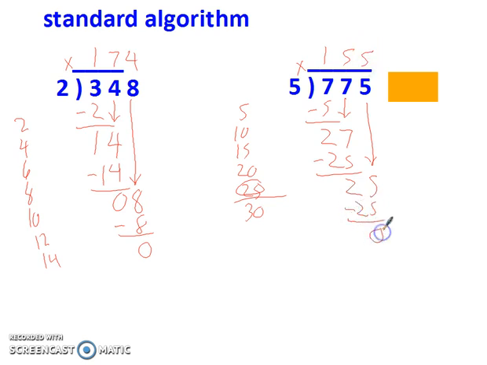And there's no remainder. So we got box it up, bring it up. We got the standard algorithm, and we got partial quotients. You get to choose which one you like to do.